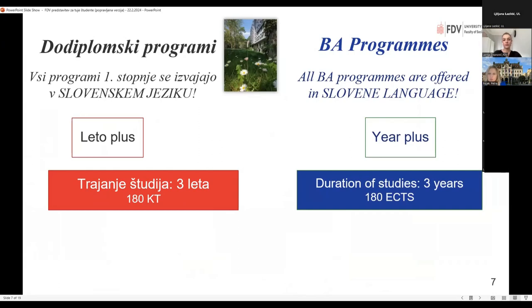The duration of the bachelor programs is 3 years, and they consist of 180 ECTS. Foreign students are offered the possibility of a Year Plus. Year Plus is a preparatory year for international students to adapt to the Slovenian system and culture, because all bachelor programs at our faculty are in the Slovenian language. For more information about Year Plus, we will send you a link in the chat.